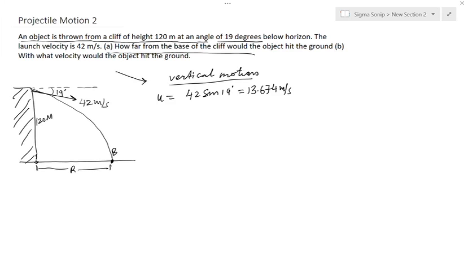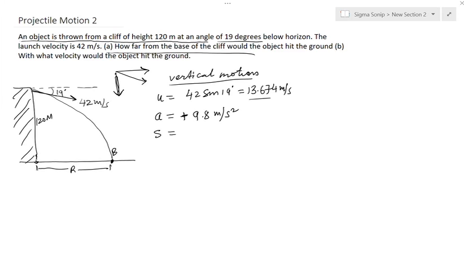Now this initial vertical velocity is downward, because my velocity is this. You will have one horizontal velocity going like that, and another vertical velocity going like this. So this vertical velocity is downward, which means I'm taking the downward direction as positive. And because downward is positive, my acceleration due to gravity, 9.8 meter per second squared vertically downward, I will have to give as a positive value.